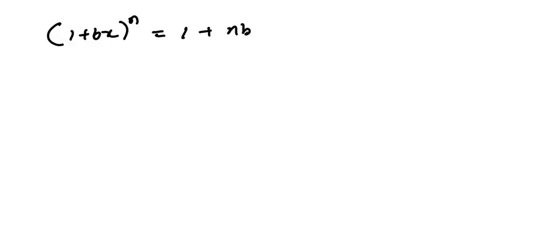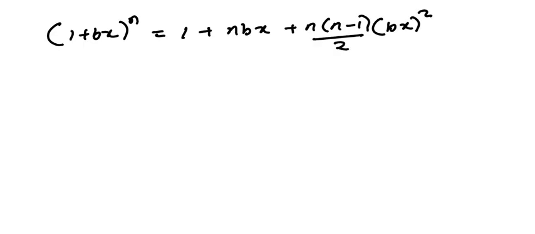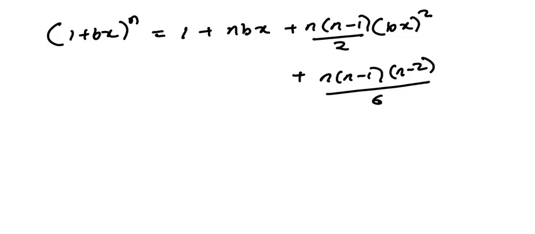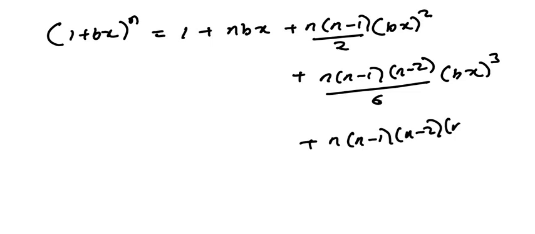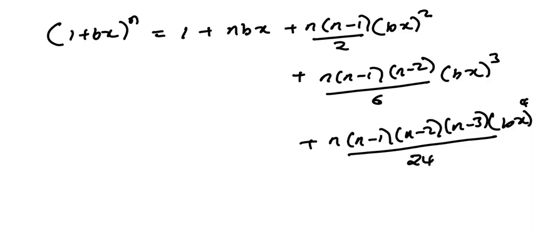1 plus nbx, and n(n minus 1) over 2 bx squared. Then we're going to get what? It goes on and on, right? Remember how this formula goes on and on. There's a 3 factorial here, which is just a 6. Then you have bx to the power 3. The next one will be n minus 1, n minus 2, and n minus 3, with bx to the power 4 over 4 factorial, which is just a 24, right?